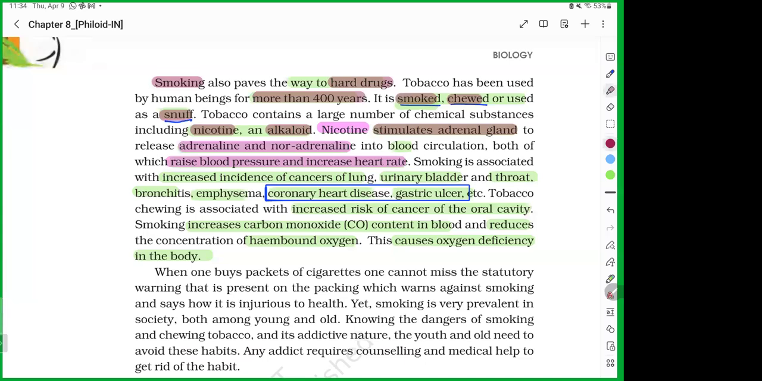Correct. If a person is smoking, there is a high chance that there can be lung cancer. There can be urinary bladder cancer because it will get stuck from the kidney. It will get stuck in the urinary bladder or in the throat. Correct. A person can have bronchitis because it can settle in the bronchi. A person can have emphysema because of the smoking. Coronary heart disease, blood vessels of the heart will be blocked, or a person can have gastric ulcer.